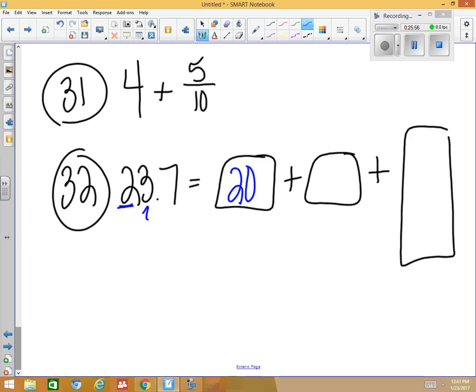What about that 3? How much is it worth? It's not in the tens place. It's in the ones. How much are 3 ones worth? 3. Now what about the 7? What place value is he in? He's in the tenths, so it's 7 out of 10.